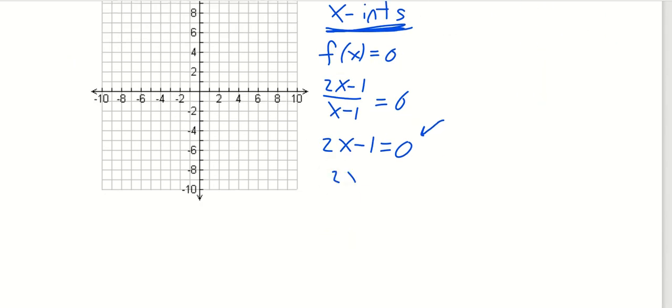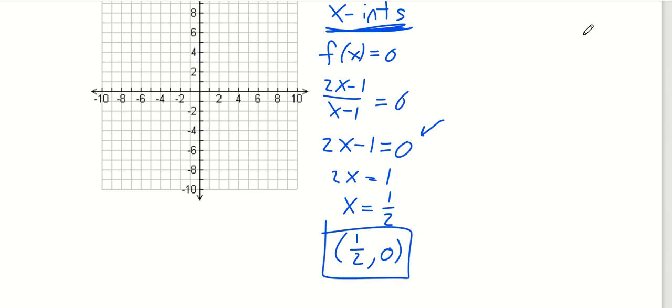We can add 1 and then divide by 2 on both sides, and we get x equals 1/2. So we have an x-intercept. It's the point (1/2, 0).